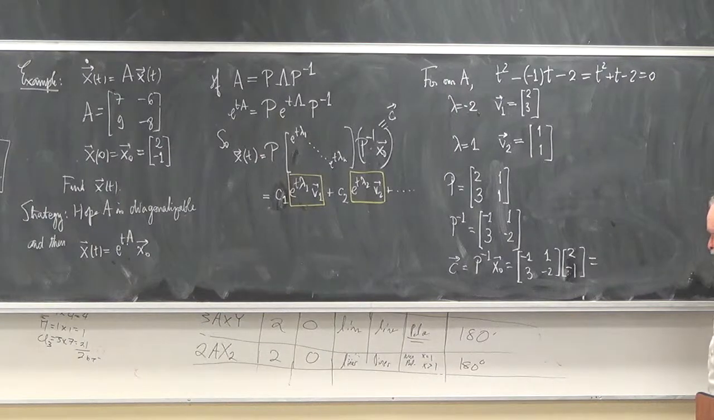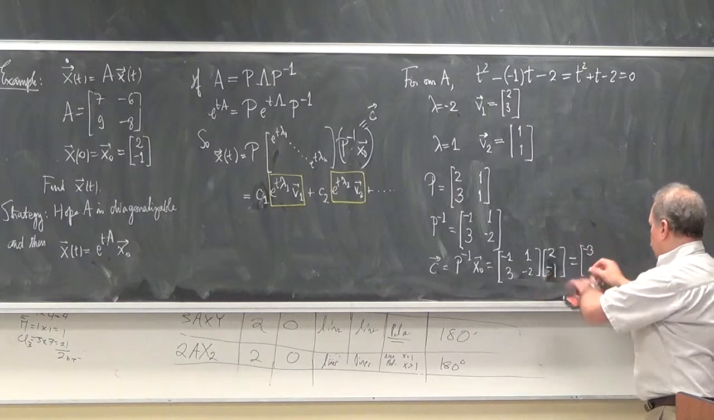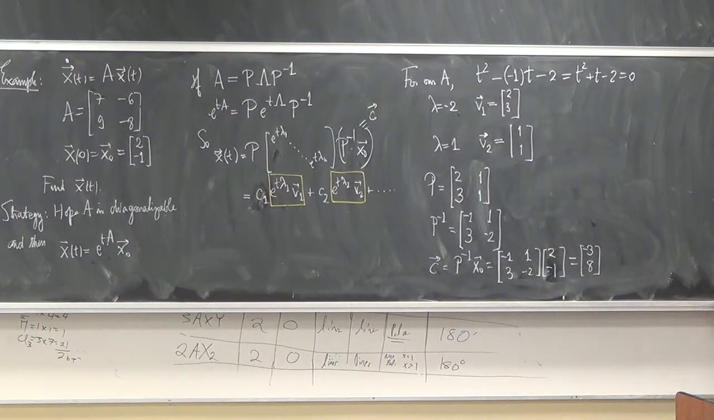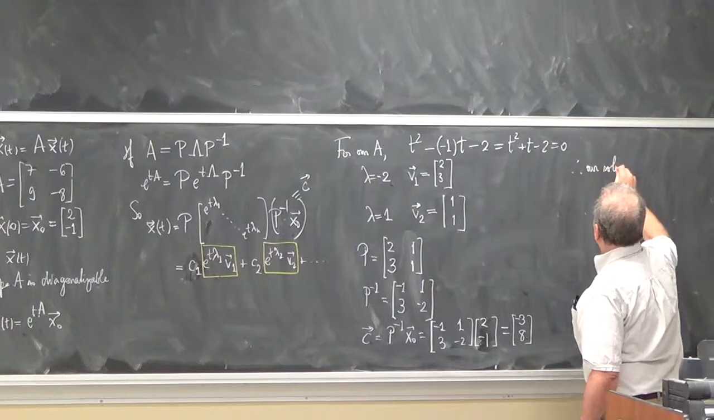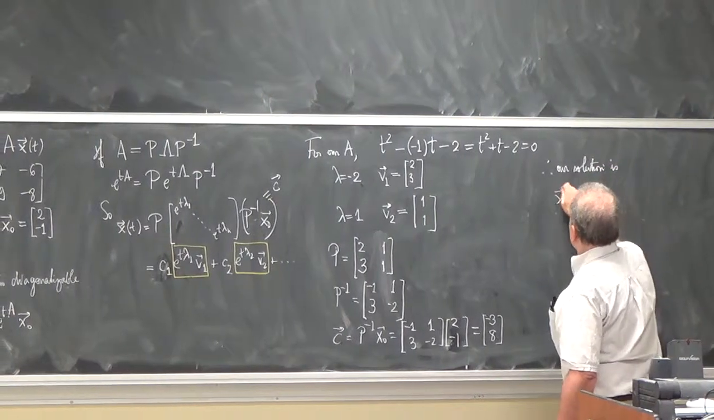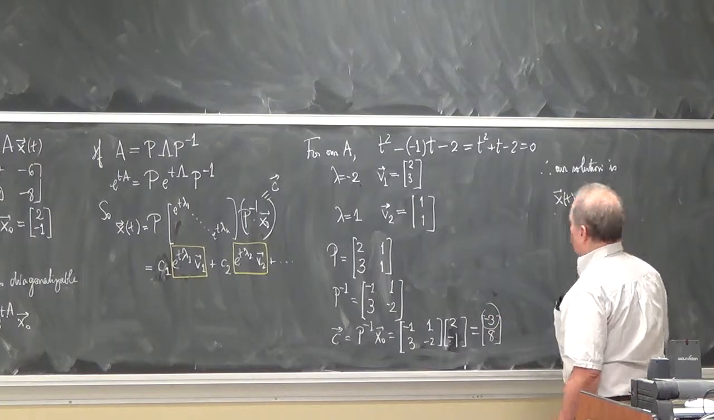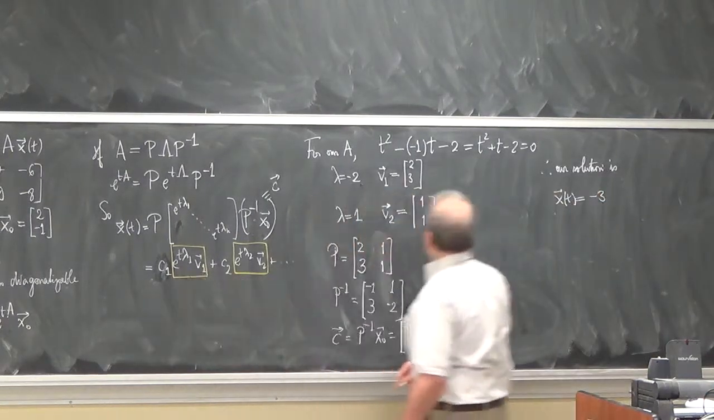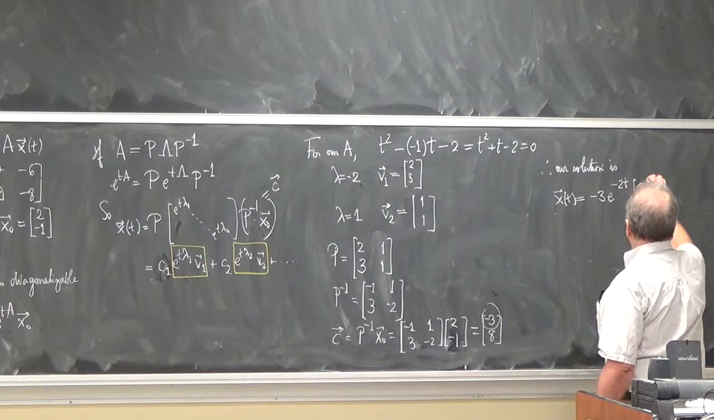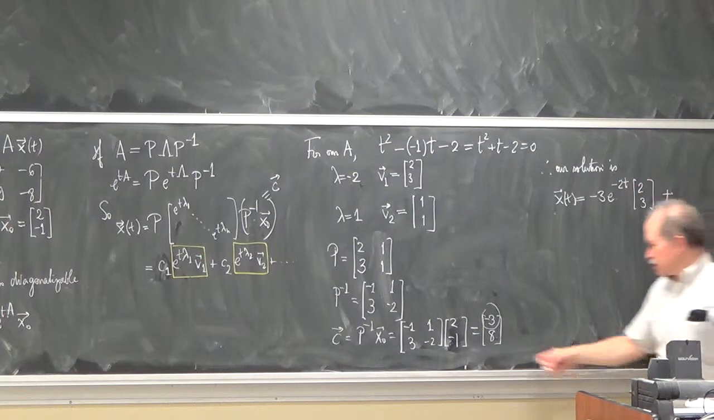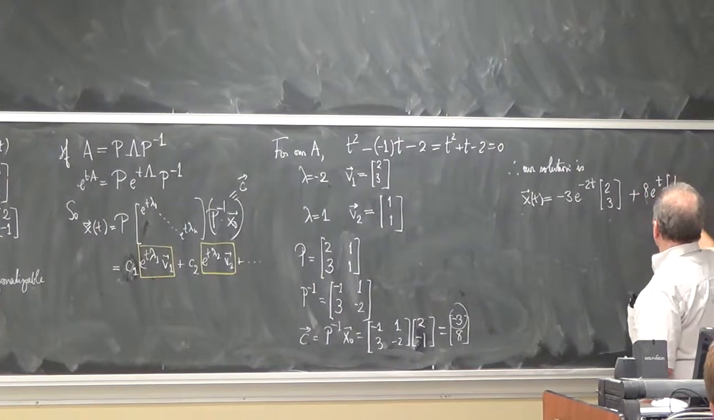So what do we get? Negative 3, 8. Perfectly lovely numbers. So our solution is x of t equals negative 3 times exponential of negative 2t times the first eigenvector plus 8 times e to the t times the second eigenvector.